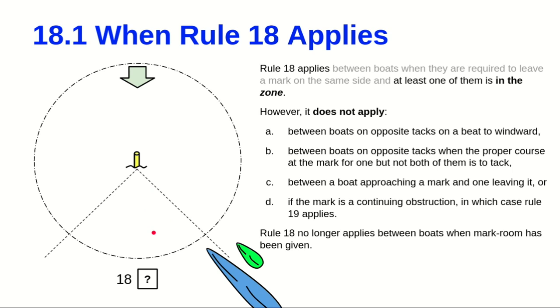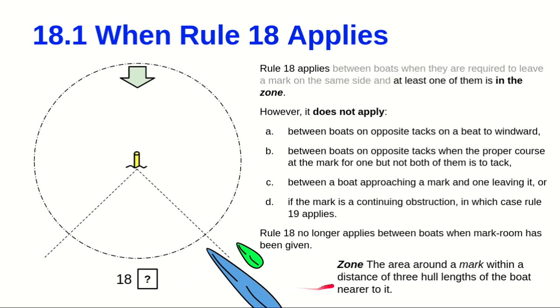Okay, here we have 2 boats approaching the zone. Does Rule 18 apply to these two boats? Well, we're going to get into what exactly the zone means. Zone: the area around a mark within a distance of 3 hull lengths of the boat nearer to it. So while we've been using this circle to mark the zone, in this case, this great big boat here is nearer to the mark than green. So it's 3 of her hull lengths that defines the zone, and therefore the zone is actually out over here.